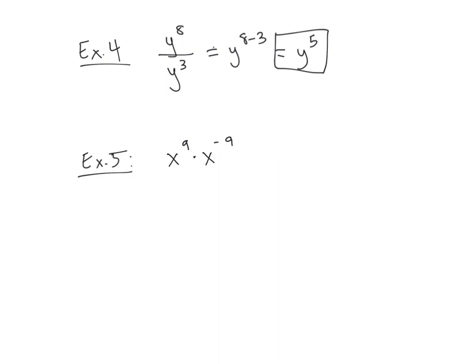Yeah, so I'm going to add here, this is a product of powers, so I'm going to end up doing x to the 9 plus negative 9. This one's a little bit tricky because it turns out 9 plus negative 9 is 0, so I'm left with x to the power of 0. And our rule of 0 from yesterday, we know anything to the power of 0 is just 1.